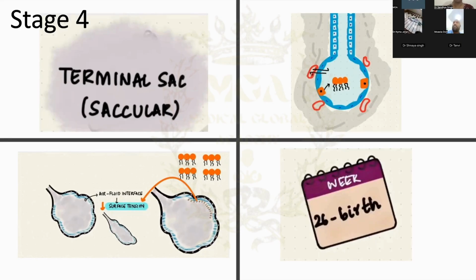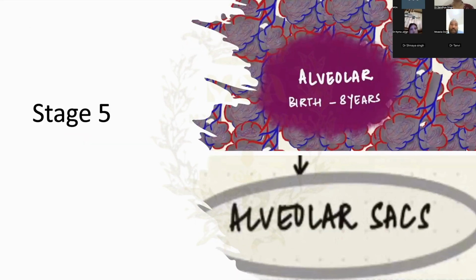It doesn't end here. The last stage is the alveolar stage. What does it signify? That after birth, our lung keeps developing. We need millions and trillions of alveoli. Till 8 years after birth, alveoli keep proliferating. So the last stage is the alveolar stage. Okay. To conclude, we have 5 stages.